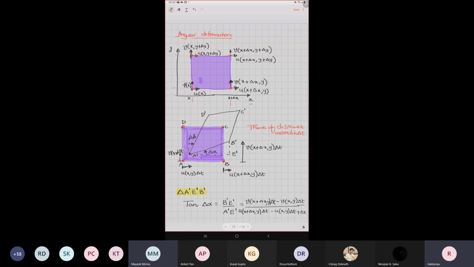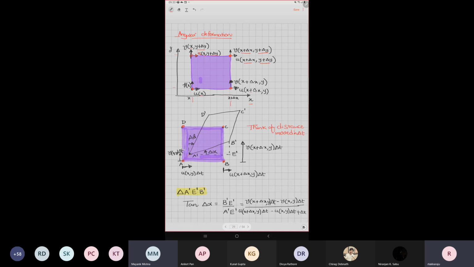u at x, v at x, u at x plus delta x comma y, v at x plus delta x comma y. Similarly, u at x plus delta x, y plus delta y. Similarly, v at x plus delta x, y plus delta y. Similarly, u at x, y plus delta y. Similarly, v at x, y plus delta y.